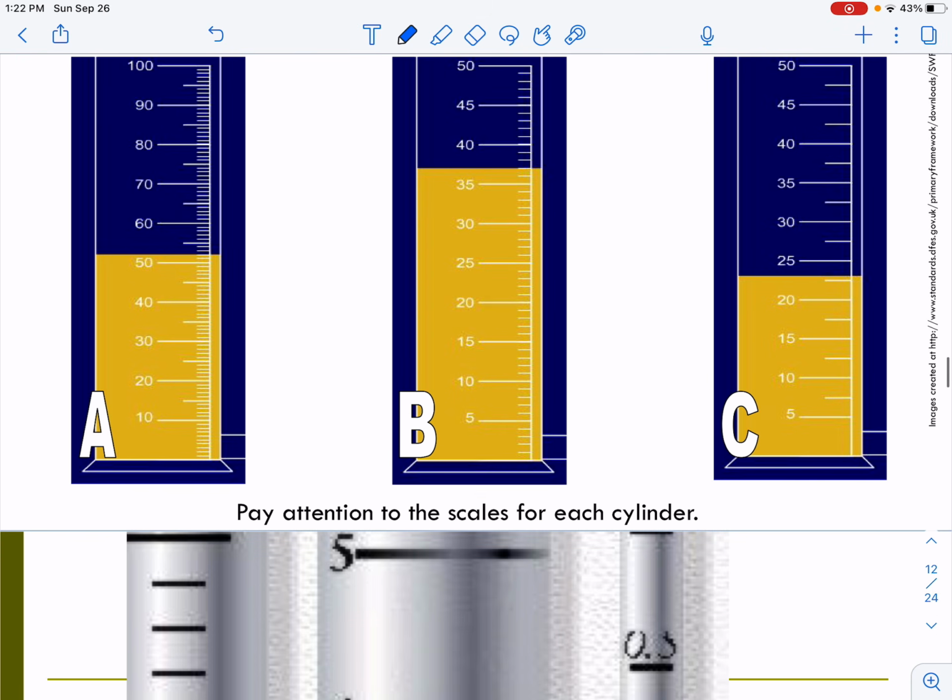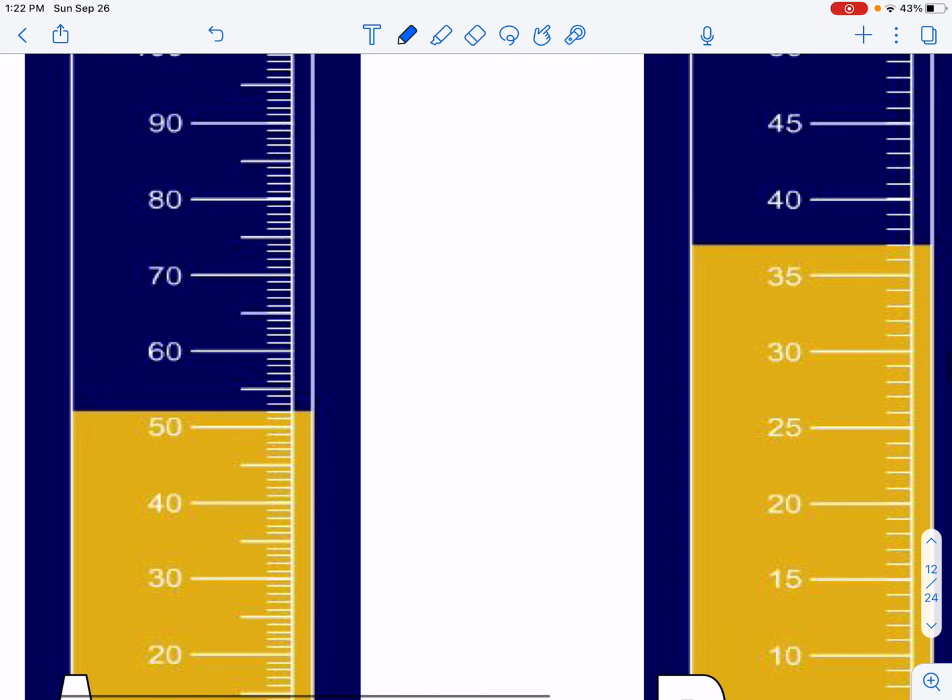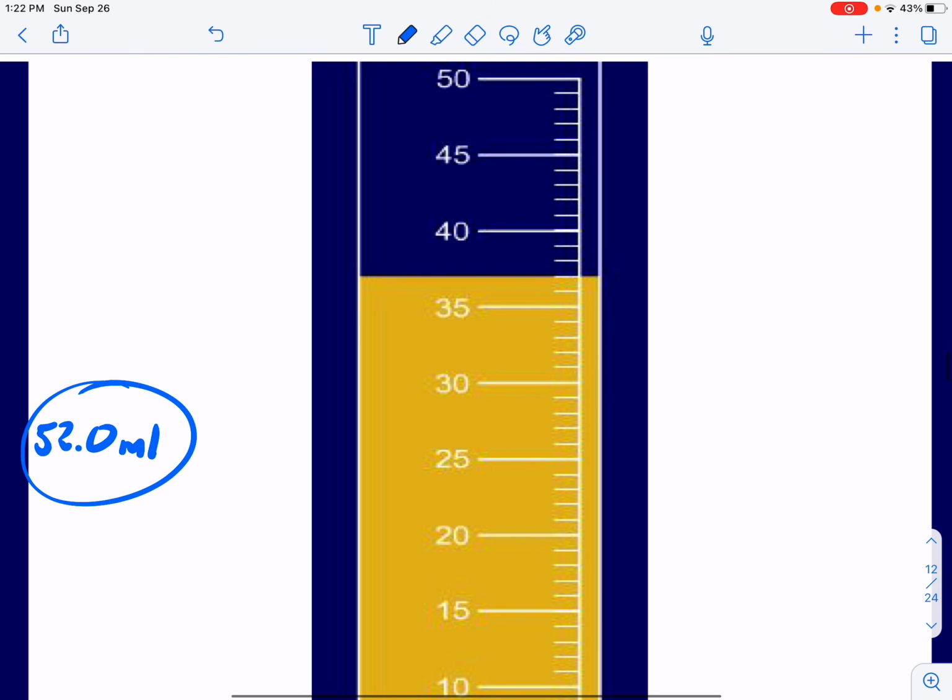Let me do 3 more examples for you, then I'll have you do a couple. This one looks like it's right at 52, right there. So I'm going to say it's 52.0 milliliters, and I'm done. This one goes in increments of 1: 35, 36, 37, 38, 39, 40.